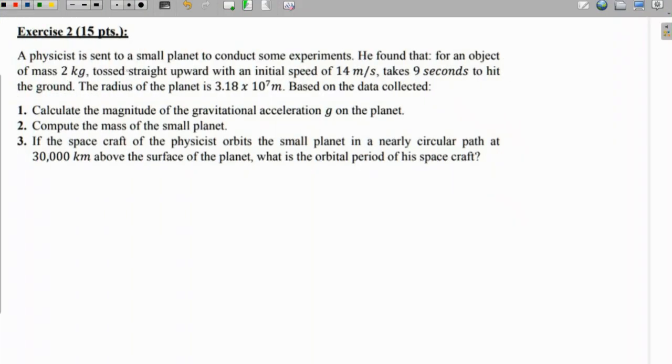A physicist is sent to a small planet to conduct some experiments. He found that for an object of 2 kilogram mass, tossed straight upward with an initial speed of 14 meters per second, it takes 9 seconds to hit the ground. The radius of the planet is given, so we need to first find the acceleration due to gravity on that planet.